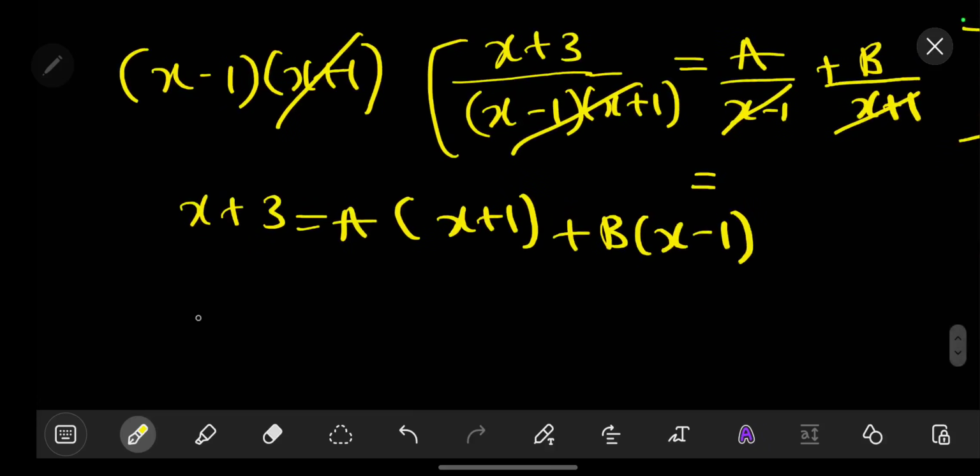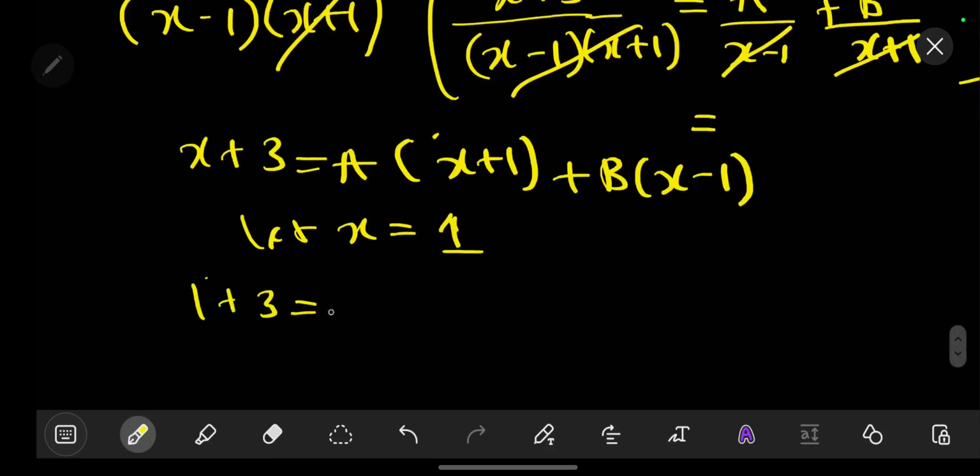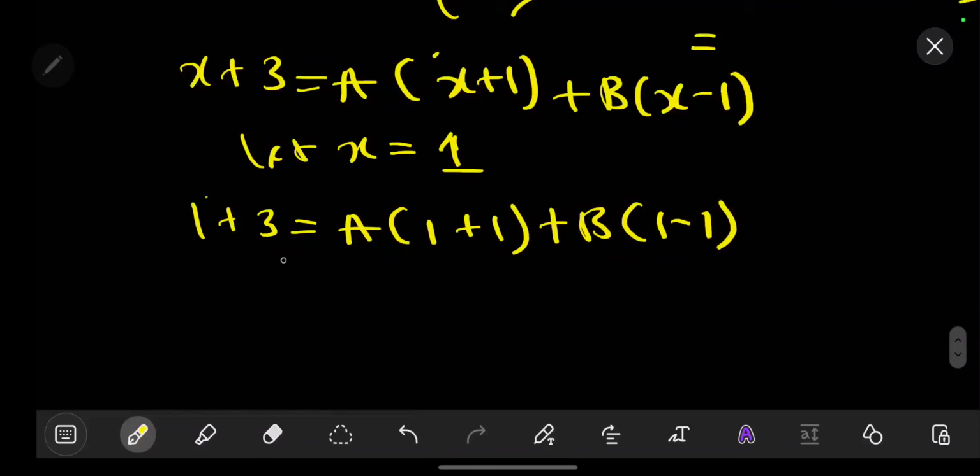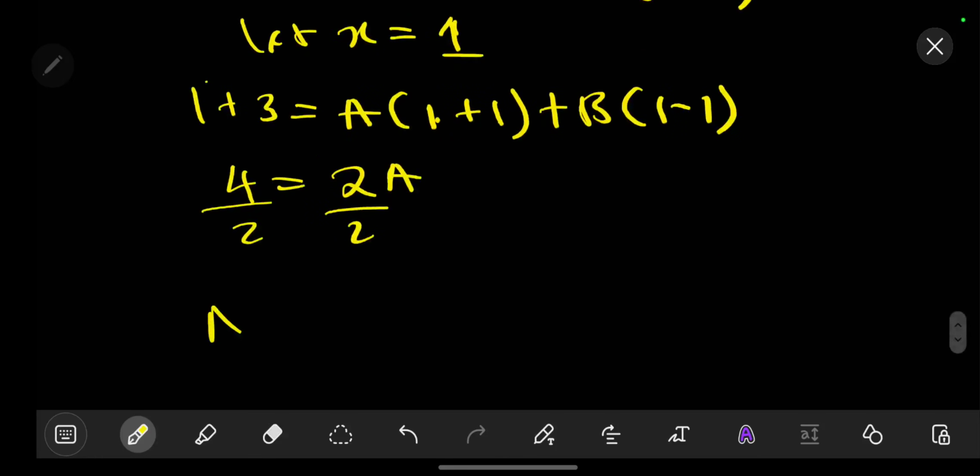Then we have our x, so here we can say let x be equal to positive 1, so that we eliminate b. So this will be 1 plus 3 should be equal to a times (1 plus 1), then plus b times (1 minus 1). So if we put 1 there, it will be 4 should be equal to 2a, because 1 plus 1 is 2. We divide by 2, we divide by 2, our a value should be equal to positive 2.